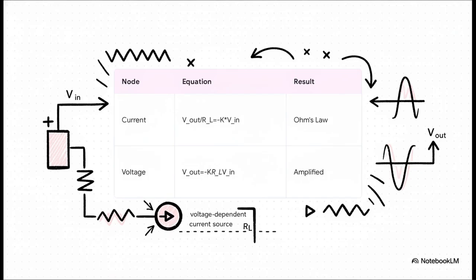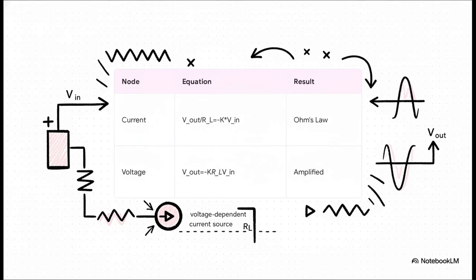So how exactly do we build an amplifier? We basically just need to go shopping for a voltage-dependent current source. If we take a simple circuit and apply some basic Ohm's law and Kirchhoff's current law, and hey, don't worry about getting bogged down in the deep math here, we can route that current through a resistor to get our output voltage. The math shows us that our output voltage ends up being proportional to our input voltage multiplied by a factor of K and the load resistor. Now you might notice a negative sign in the equation. That just means our amplified signal is flipped 180 degrees. But the key takeaway here is that the signal is multiplied.